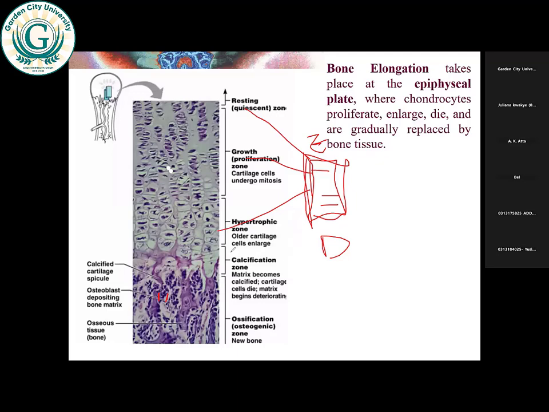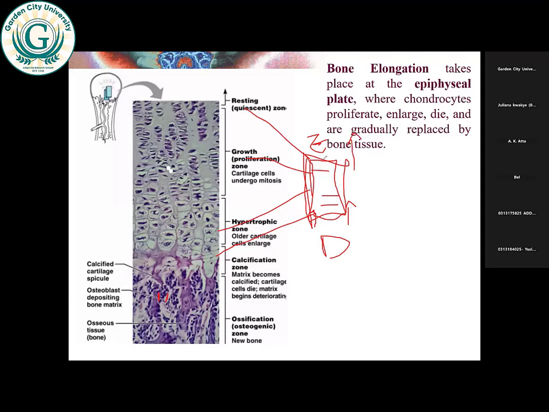Then the chondroclasts will begin to break down the cartilage. As they are breaking it down, it will be replaced by bone. So you see that this part here will be replaced by bone. So you see that this side will be increasing and becoming bone. Then the thing is moving up.